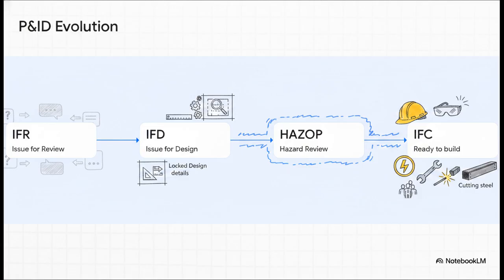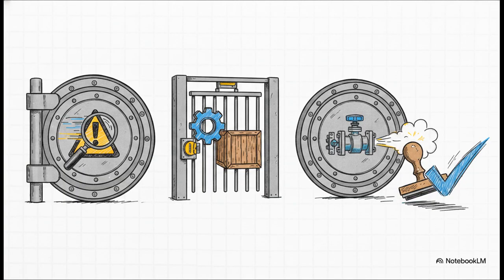Then, Step 3 is the HAZOP, the Hazard and Operability Review. This is where a multidiscipline team systematically hunts down any dangerous process deviations. Finally, we reach Step 4, IFC, Issue for Construction. This is the only stamp that actually lets someone cut steel. And what's really interesting about that final step is just how uncompromising it is. An IFC stamp isn't just some label. It has a hard, unforgiving definition.